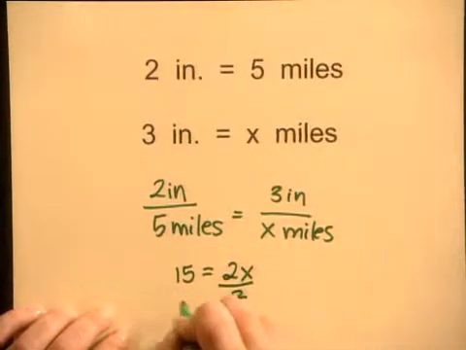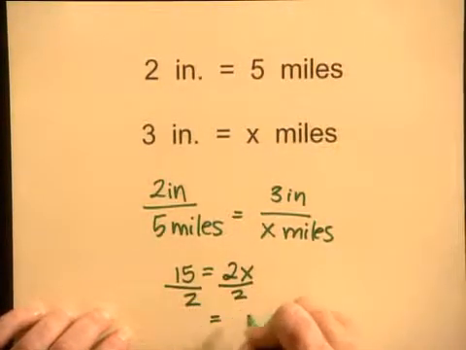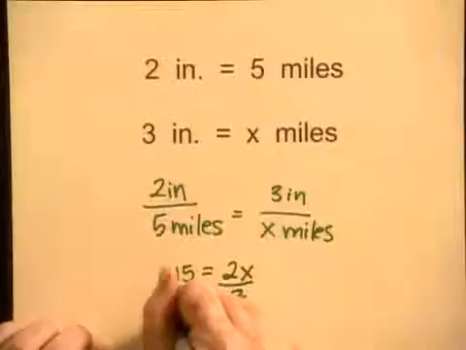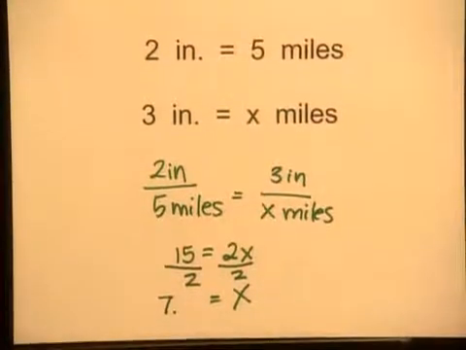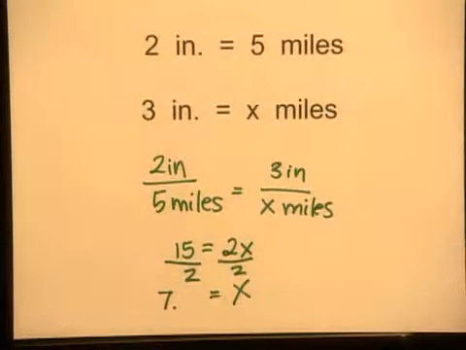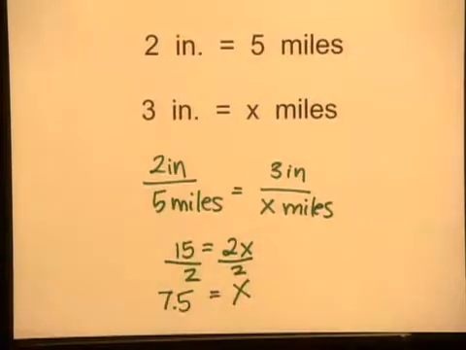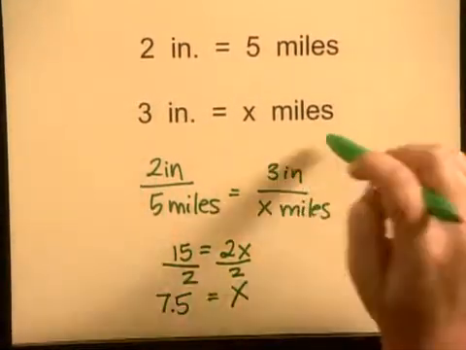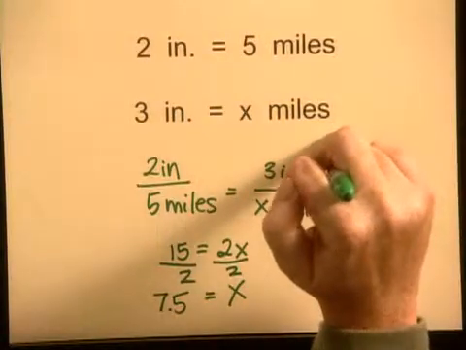Now, this one's more complicated. If we divide both sides by 2, 2x divided by 2 is x. What's 15 divided by 2? 7. That gives us 14. What's 1 more divided by 2? 0.5. So now we have 7.5 is our x. So if we have 3 inches on our map, we're going to drive 7.5 miles.